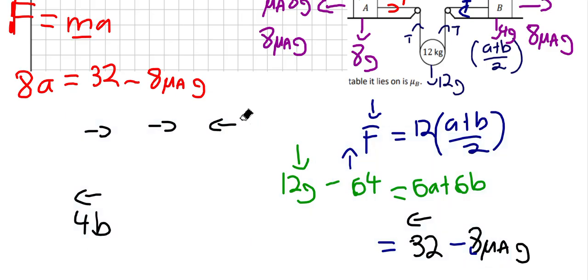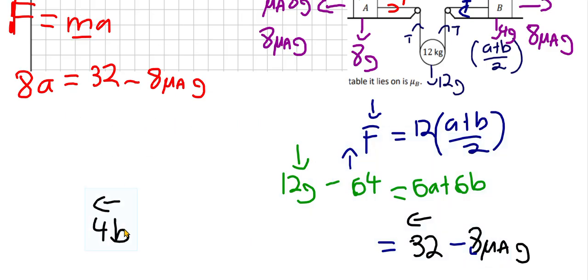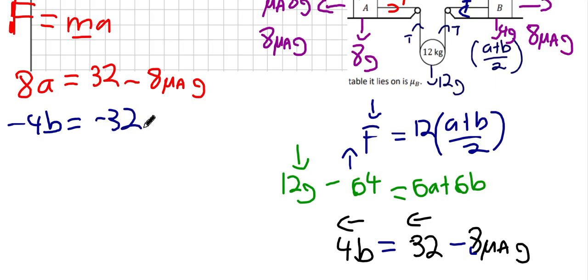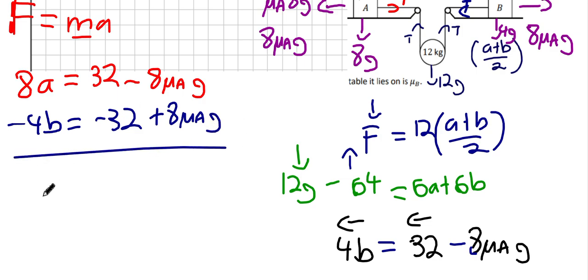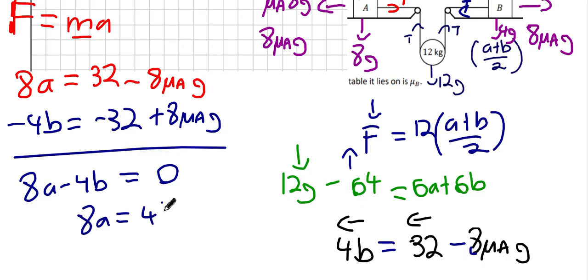Sorry, just these arrows are hurting my soul. Alright, so multiply by minus: 4B minus 32 plus 8 what? Yeah. What happens when you add downwards? 8A minus 4B is 0. Okay. In that case, I believe that 8A is the same as 4B. And in that case, I believe that B is actually equal to 2A.